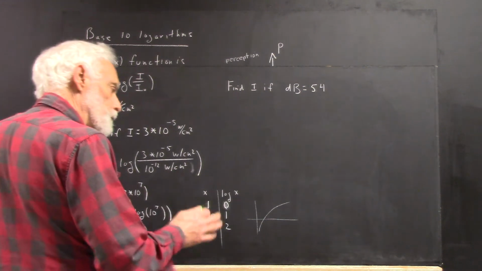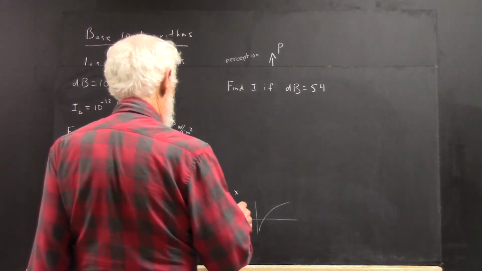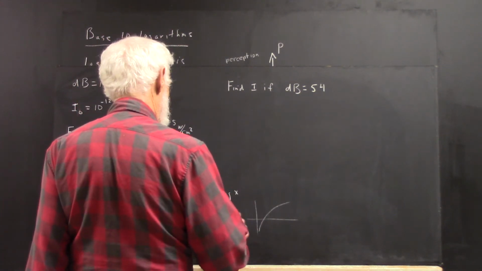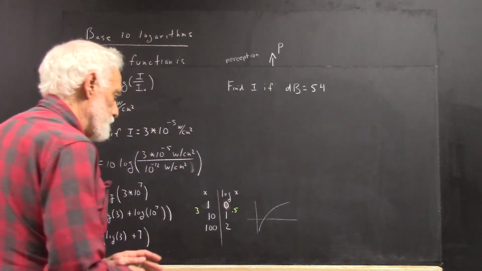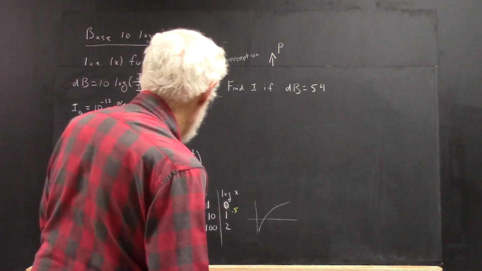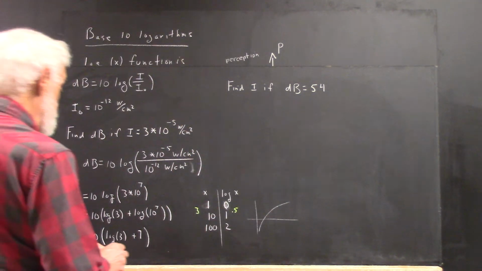Then it's okay, you can use your calculator to do these. But the estimate I'm going to make here is that the log of 3 is about halfway between 0 and 10 because of the curvature of this thing. So this is just an estimate. You can take your calculator.